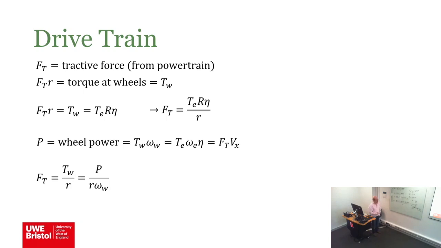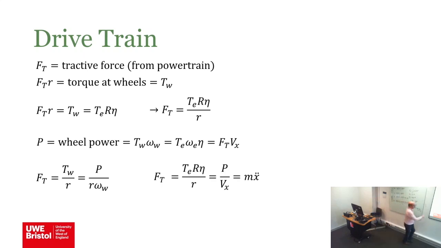So Ft, the tractive force, is the torque of the wheels divided by the radius of the wheels, and so the power of the wheels divided by the radius and the speed of the wheels will also give you the tractive force. So everything's all related to each other. These equations all stick together.